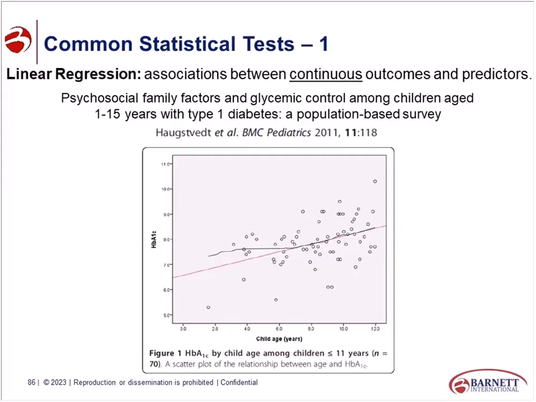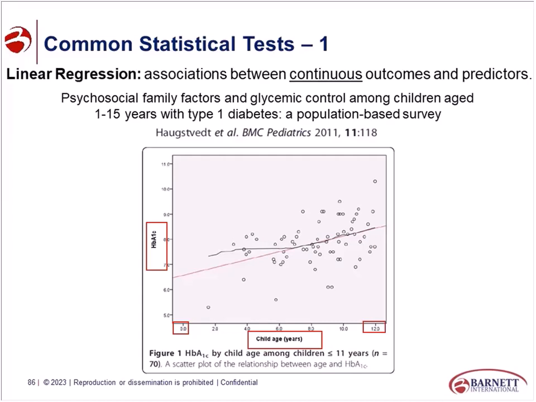Linear regression. Here's an example from the literature; each of the examples is taken from the literature. Here's a relationship between a child's age and their hemoglobin A1C. We start at 0 years on the horizontal axis, up to 12 years, and we notice that as a child ages, their hemoglobin A1C increases, in children with type 1 diabetes.